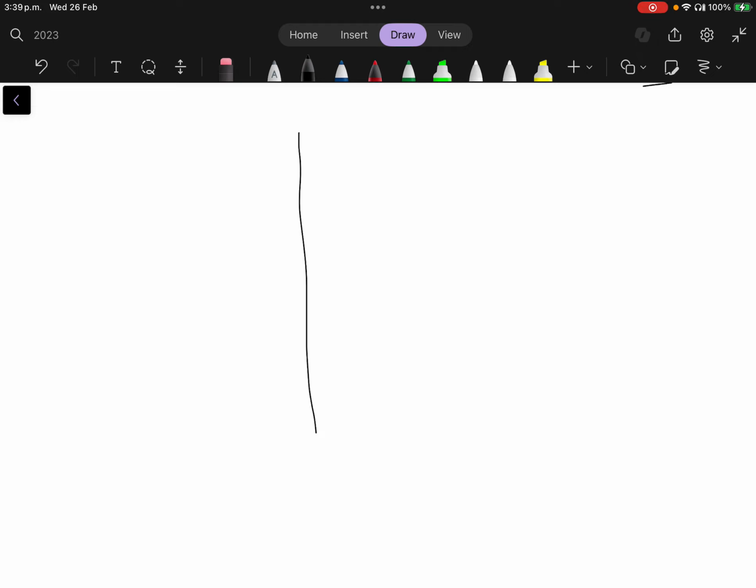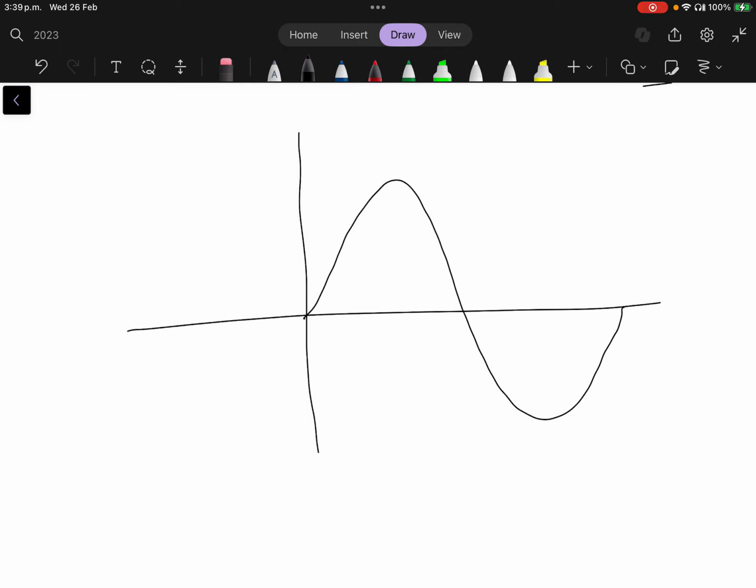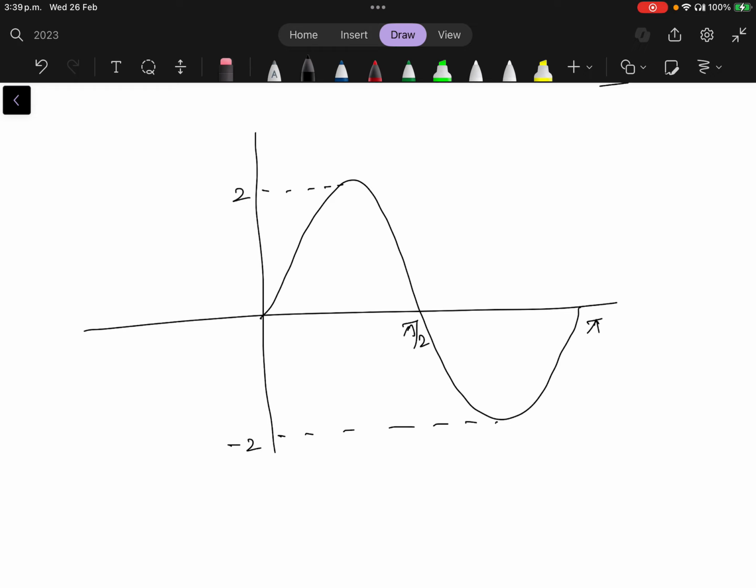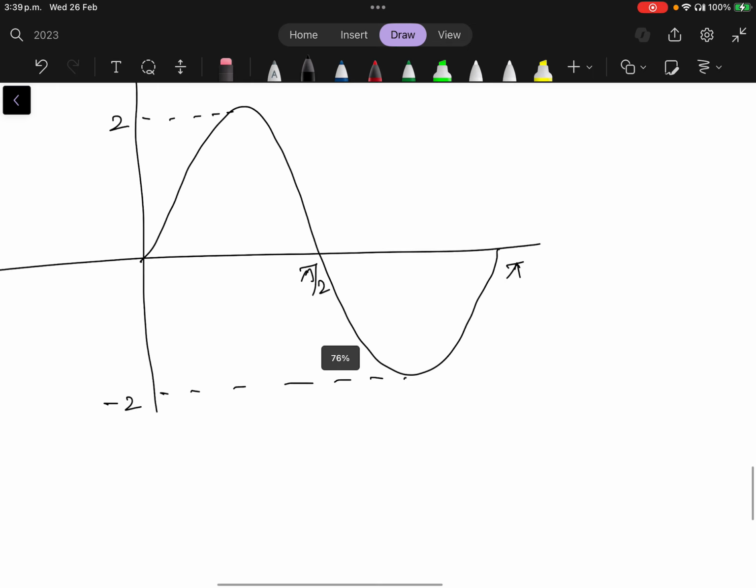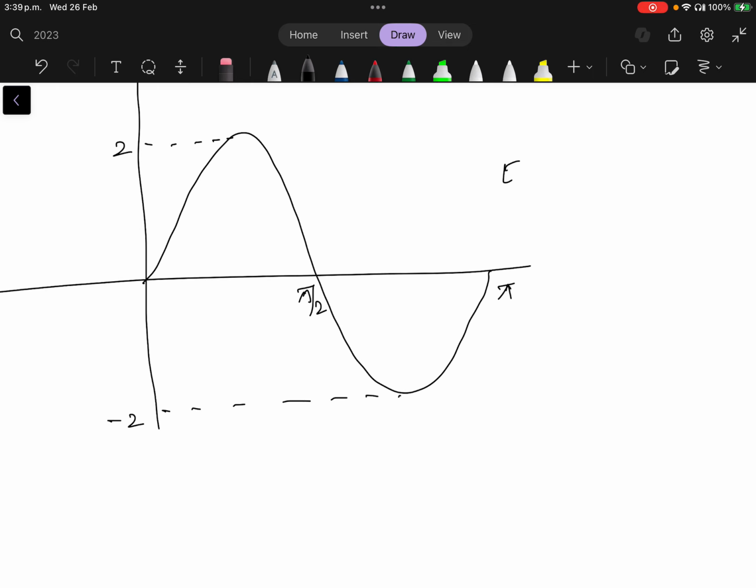So they will give you a graph like this. Maybe this is 2. So this is 2, and this is minus 2, and this is pi by 2. This is pi, and that's it. And they ask us to write the equation of this graph.